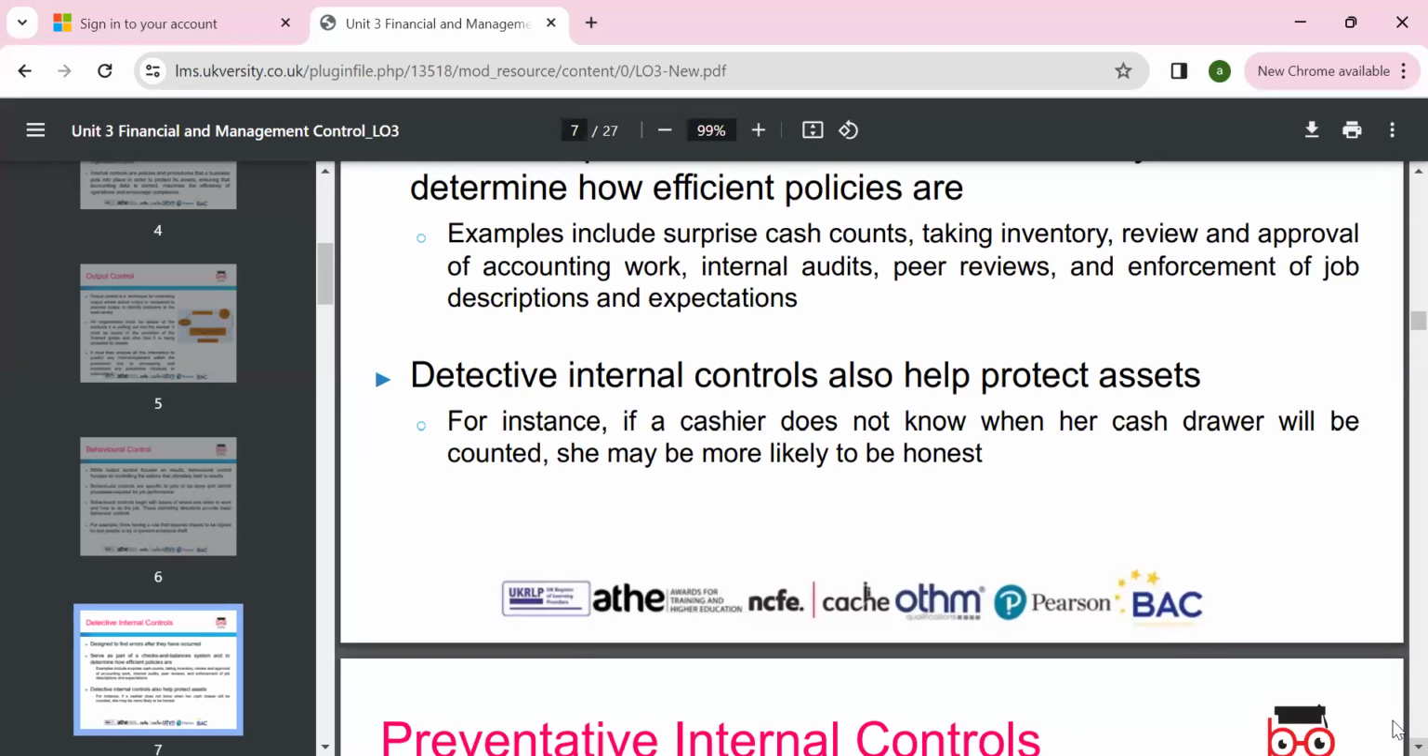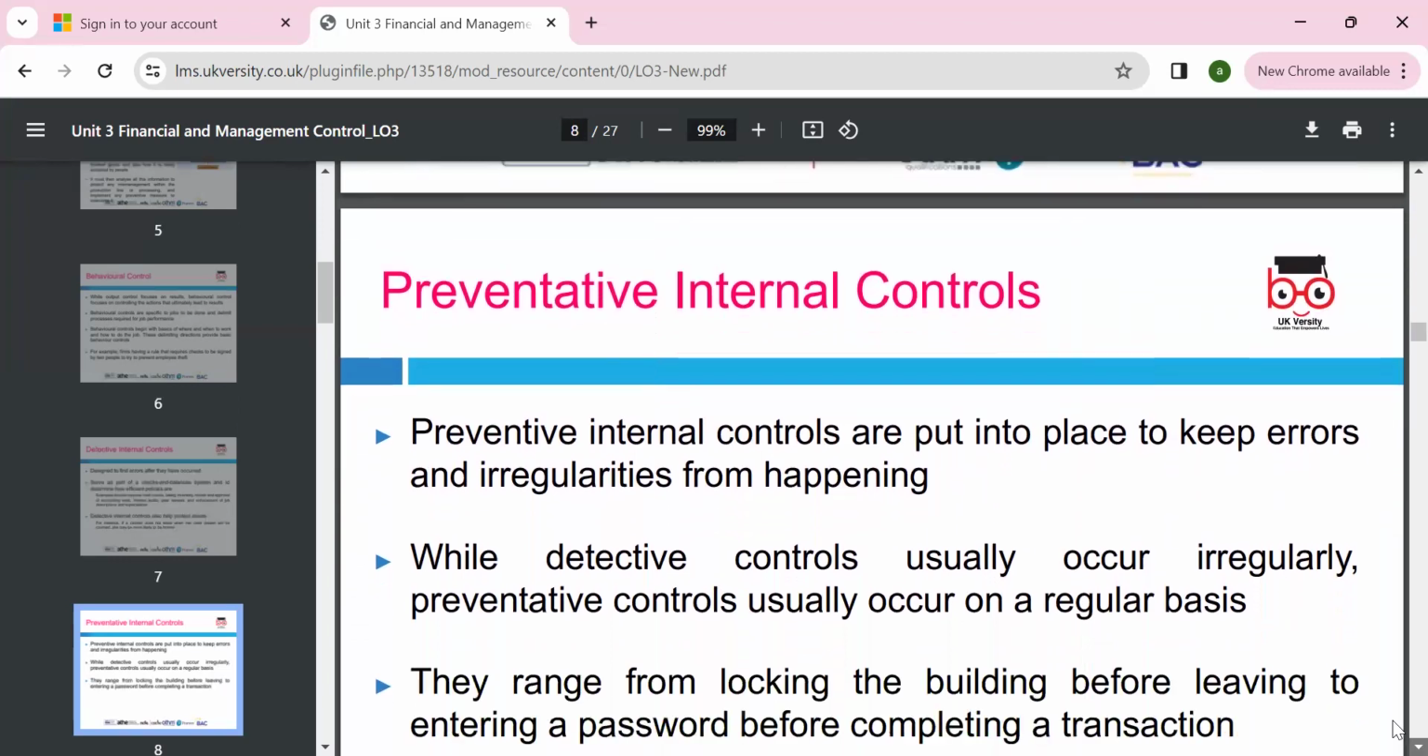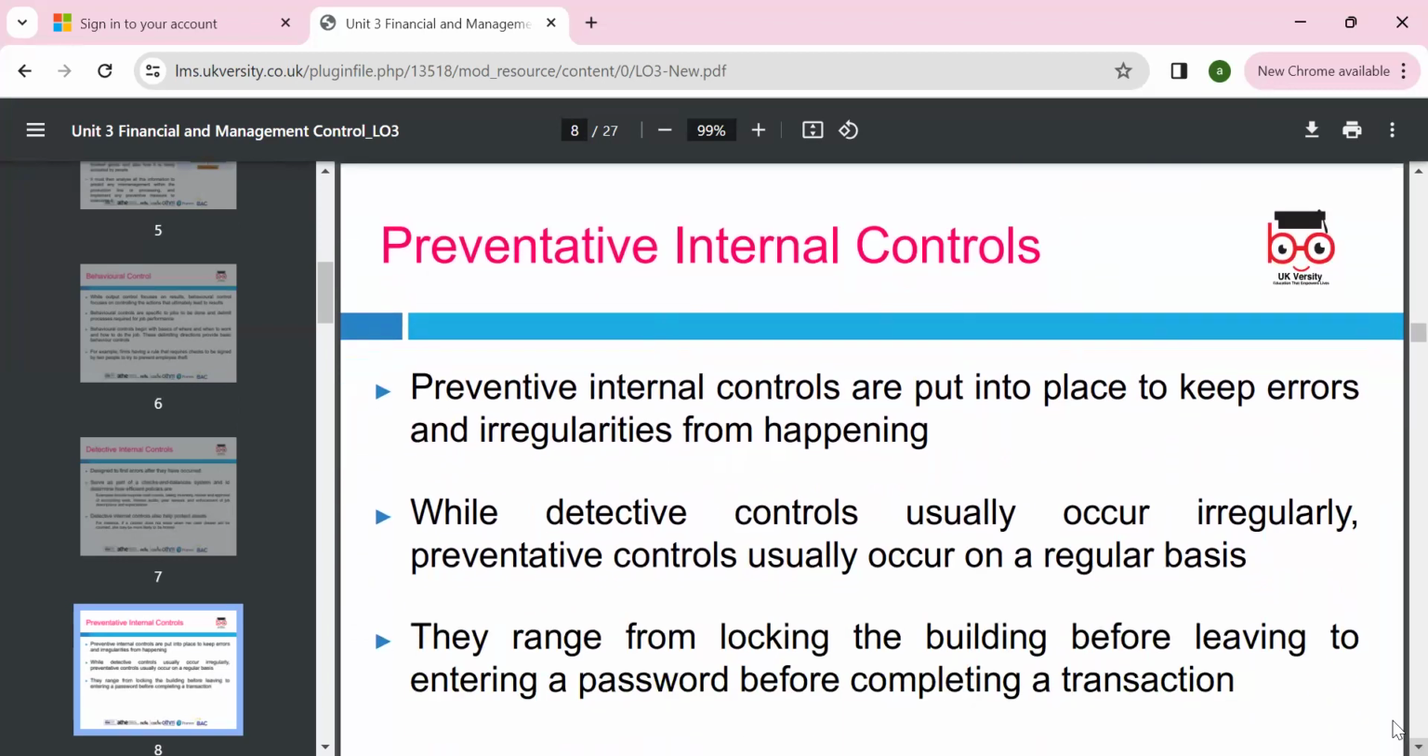For instance, if the cashier does not know when the cash drawer will be counted, she may be more likely to be honest. So preventive internal controls are the controls put into place to keep errors and irregularities from happening, while detective controls usually occur irregularly, and preventive controls usually occur on a regular basis.